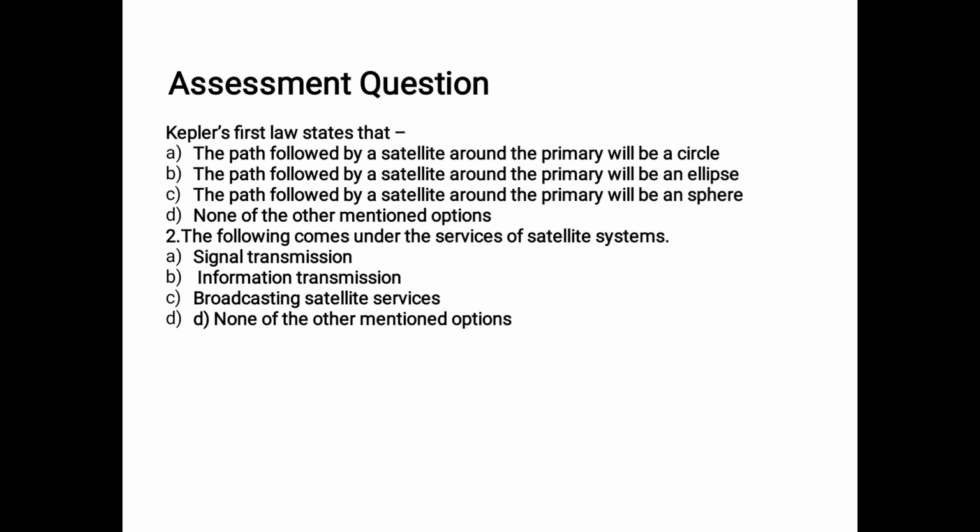Assessment question. Kepler's first law states that the path followed by a satellite around the primary will be: a circle, an ellipse, a sphere, or none of the above. Second question: the following uses the service of signal transmission, information, broadcasting and others. From this you can understand the basics. Then we are going to see about non-geostationary orbits. Thank you.